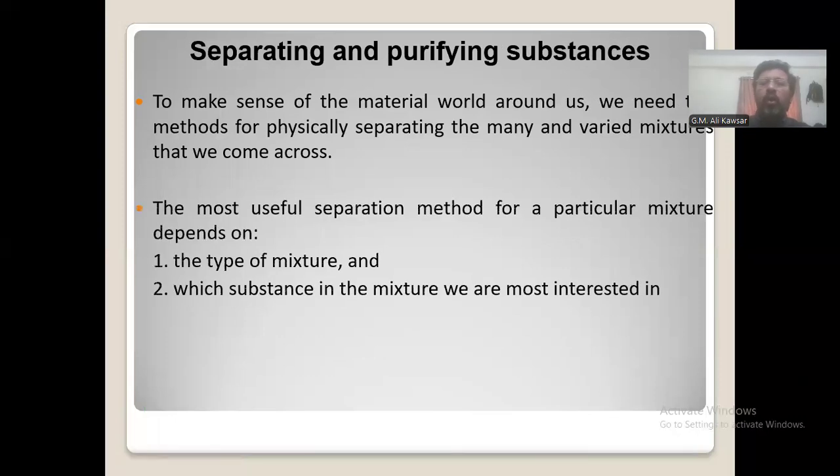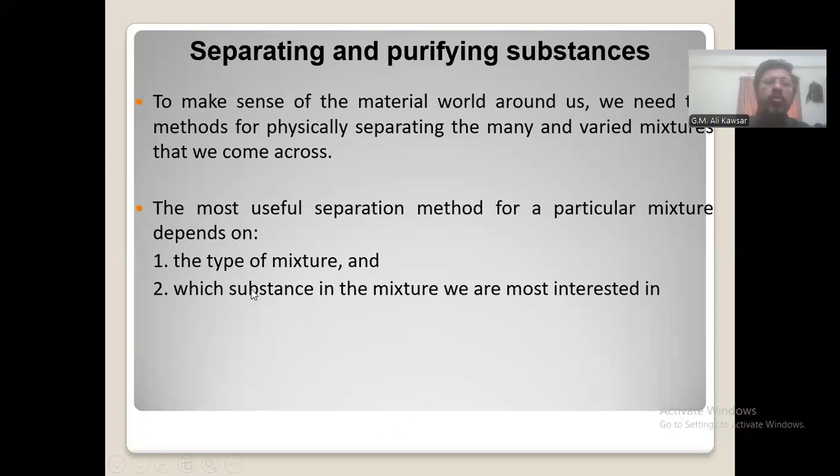Well, now the question comes: once we understand we have to separate a particular substance from a mixture, how will we separate it? There are several separation techniques, for example, filtration, distillation, evaporation. So there are lots of processes. Which process we will use to separate a particular substance from a mixture depends on two properties of that mixture.